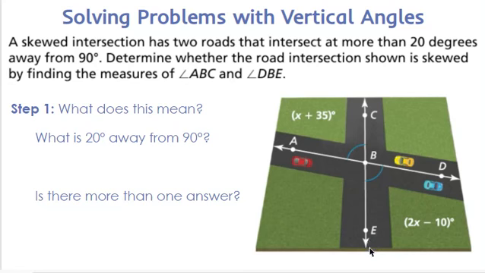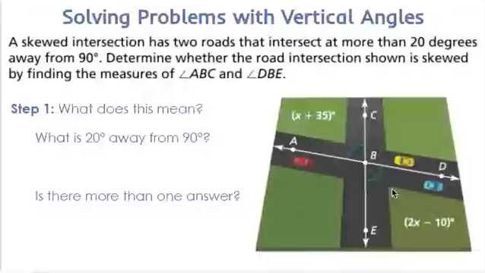And then we also have the pair ABE and CBD that are vertical angles directly across from each other and equal to each other. In this problem, we have a skewed intersection has two roads that intersect at more than 20 degrees away from 90. Determine whether the road intersection shown is skewed by finding the measures of angles ABC and DBE, the angles that are directly across from each other, and we are given some of their measurements.